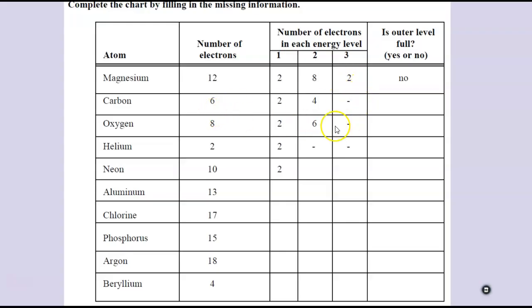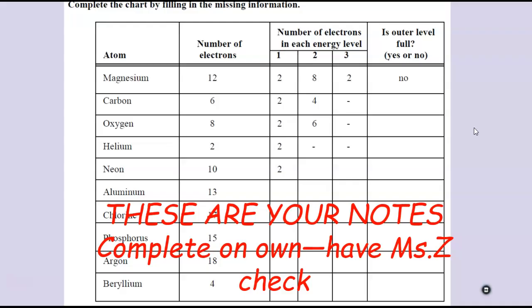Okay, then you're just going to complete the columns as you go through. These are all completed based off of the total number of electrons. You're just going to answer yes or no here and then complete the rest. I would highly recommend that you complete it on your own and then have me check. If you have any questions, please make sure you reach out.